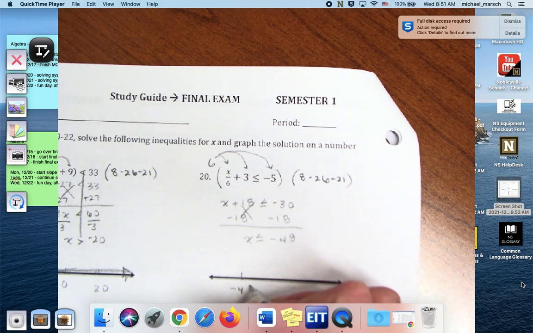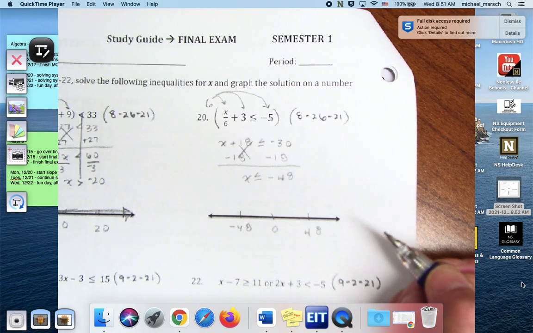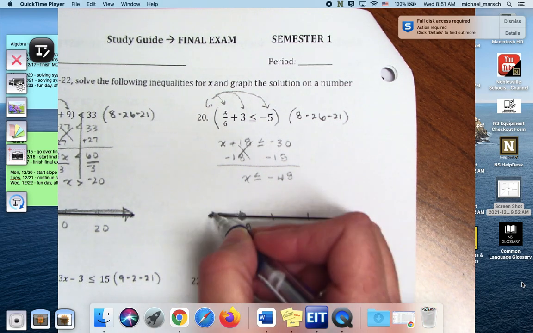So I've got negative 48, I've got 0, I've got 48. Closed circle because it could be equal. Everything less than that is to the left.